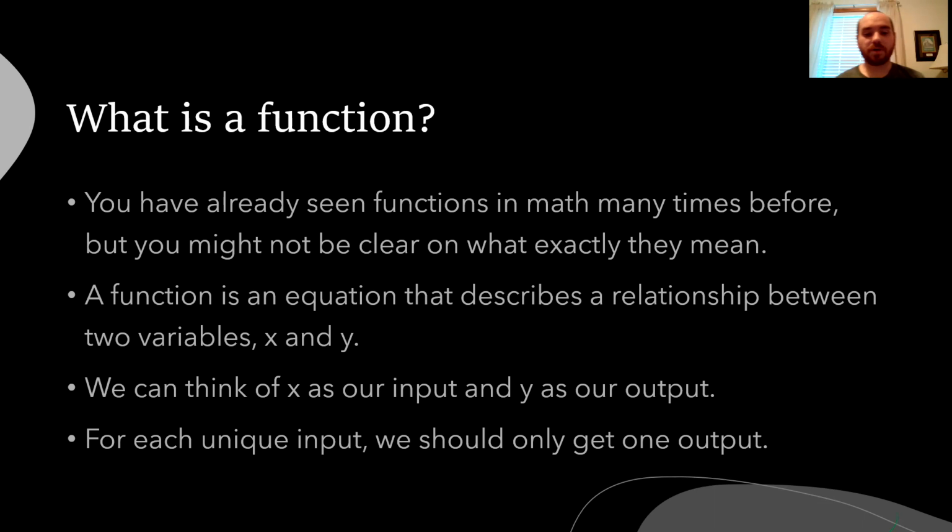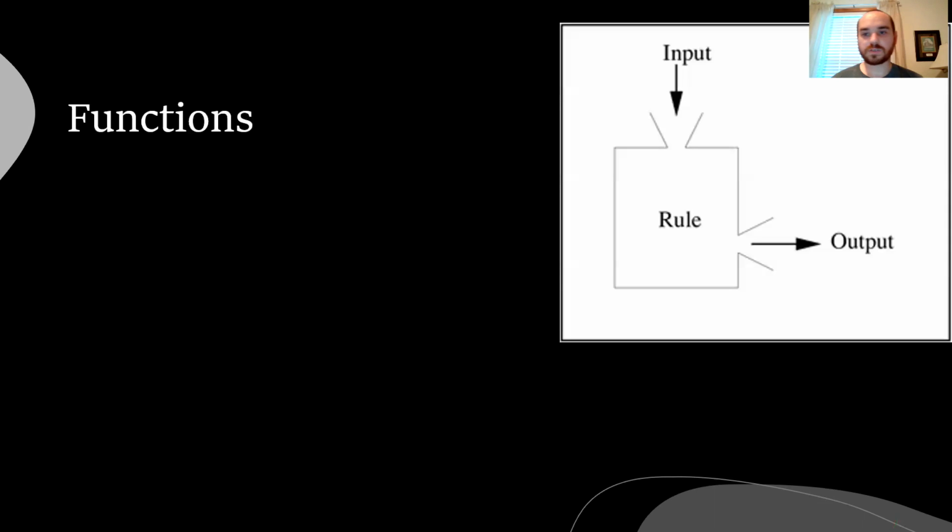For each unique input, we should only get one output. So for each unique x value that we put into a function, we should only get one y value out of it. This is what I was talking about, this diagram. So x is our input in this case. It comes in through our function, which we can think of as f of x, and then out pops our y. So let's say in this case we had x squared, and let's say we use x as 1. 1 goes in here, and we get y out.